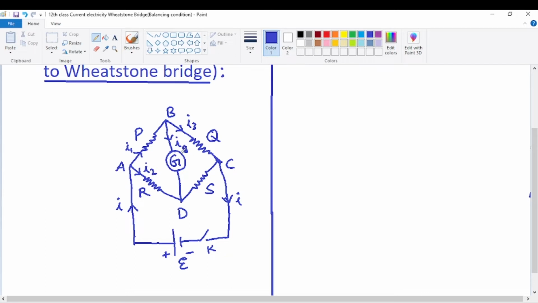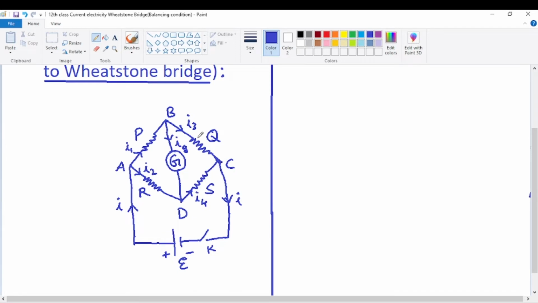The current flowing through the galvanometer this way comes towards the junction D. Now I2 through R and IG through galvanometer G combine here and flow out as a single current through S. So this is the fourth current apart from the galvanometer current. So I1, I2, I3, and this is called I4. The current through the fourth resistance S is denoted as I4.